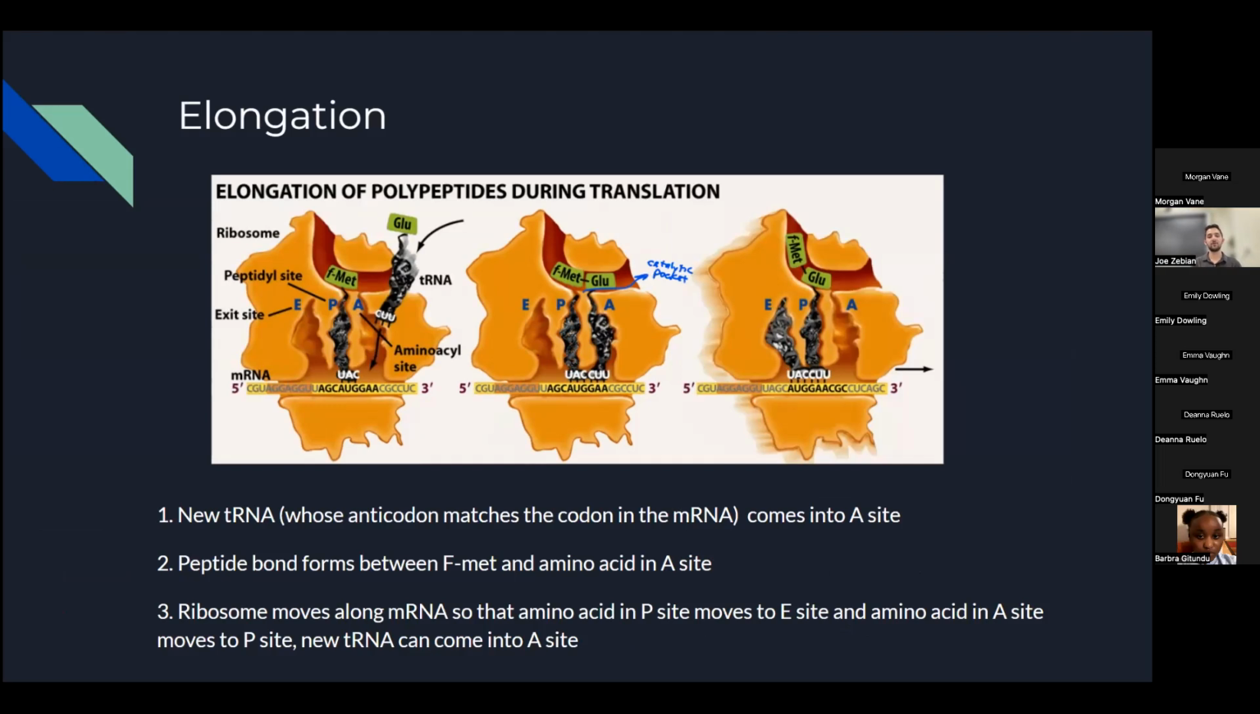A peptide bond is formed between the formal methionine and the next amino acid in the chain that's in the A site. And then the ribosome is translocated along the mRNA, which is just a fancy way of saying that it moves, so that the amino acid in the P site moves to the E site, the amino acid in the A site moves to the P site, and a new amino acid brought in by tRNA can then enter the A site, which will then form a peptide bond with the amino acid in the P site, and so on and so forth.